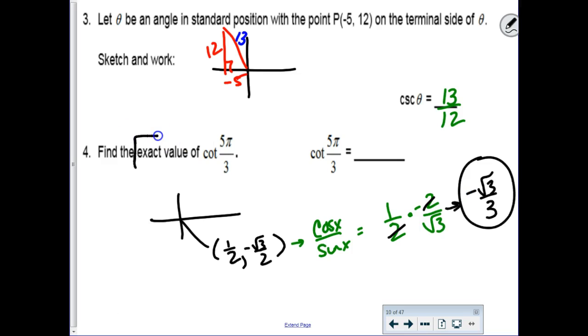Notice it says the exact value. So my clever friends who are like, well, I'm just going to type that in my calculator, put it in radian mode, and type 1 over tangent of 5 pi over 3. Okay, if you can figure out what rationalized decimal that is, then cool, good on you. I think it's quicker than to just do the formula.